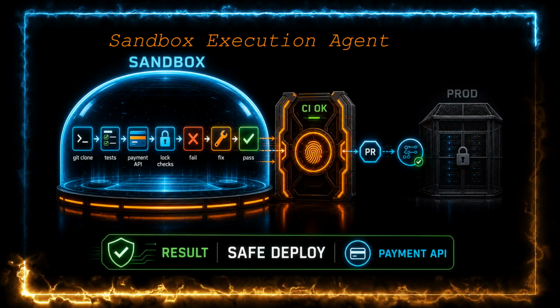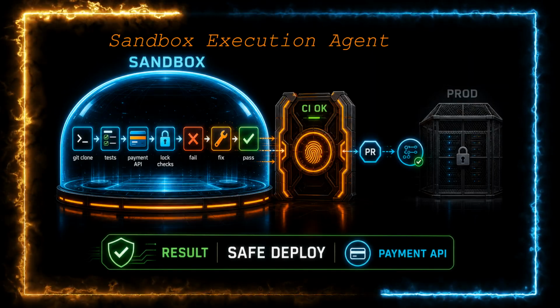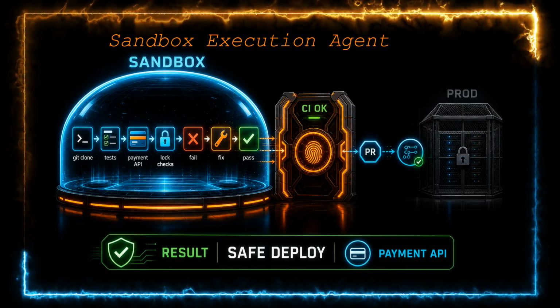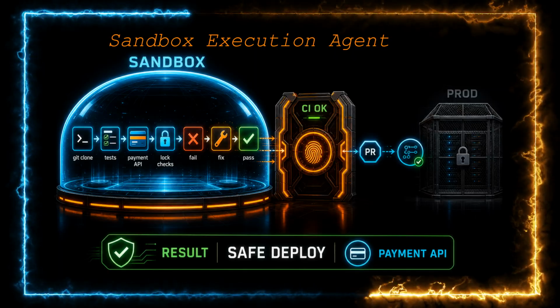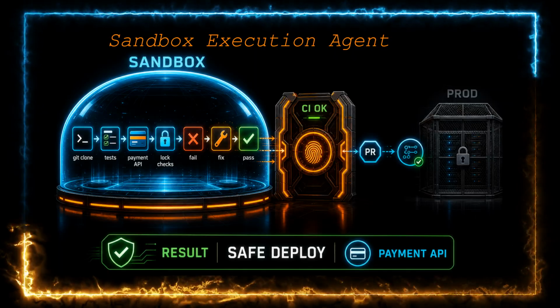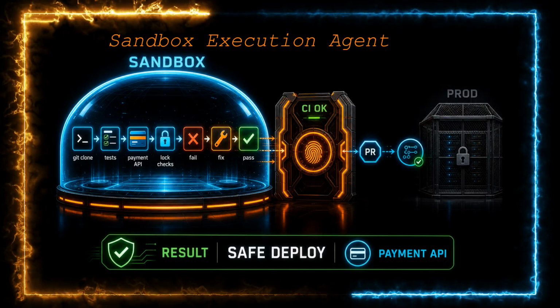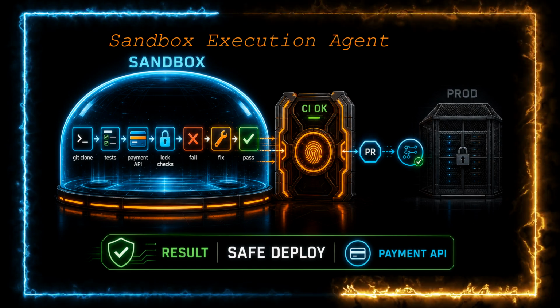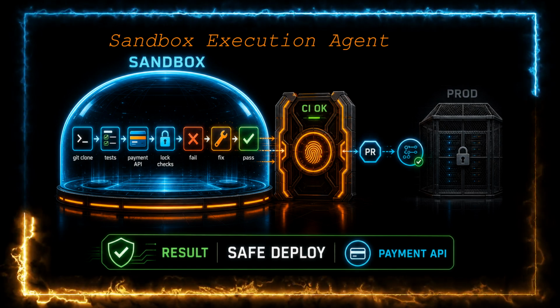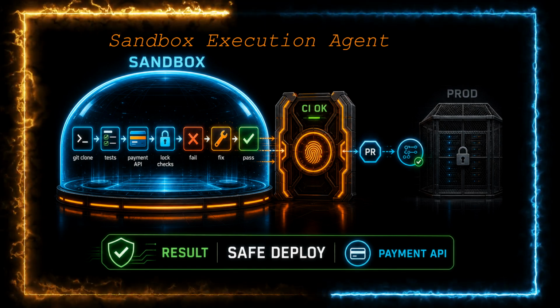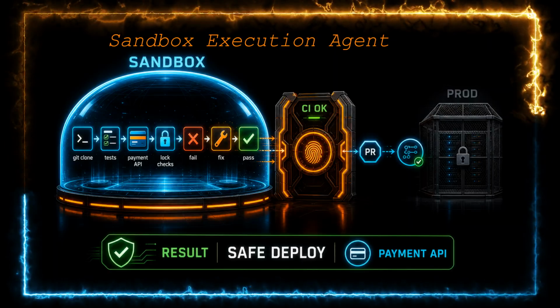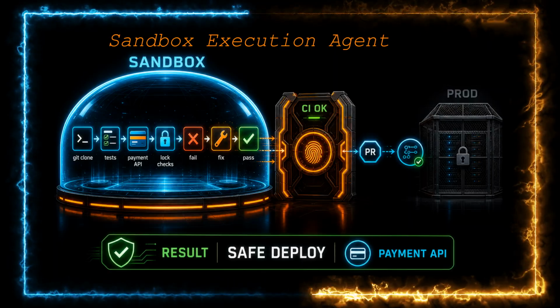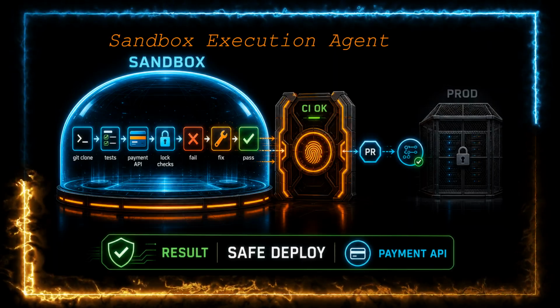Think: I should not modify production directly. I will use Sandbox. Act, Sandbox: clone repo into isolated environment and run tests. Observe: tests fail on payment validation module. Think: I need to reproduce and fix the issue safely. Act, Sandbox: update validation logic and rerun tests. Observe: all tests pass in Sandbox environment.